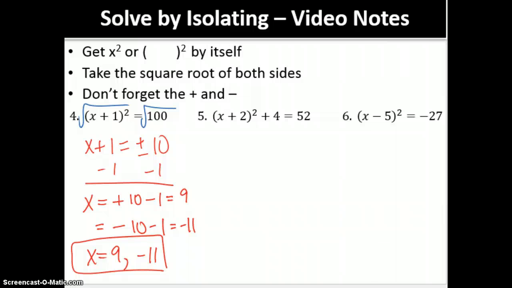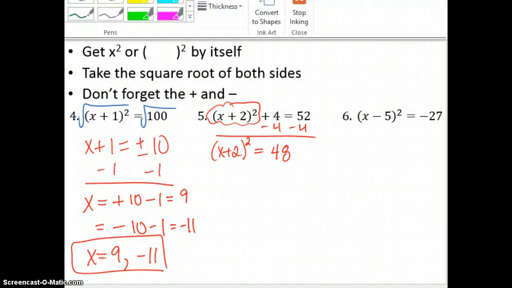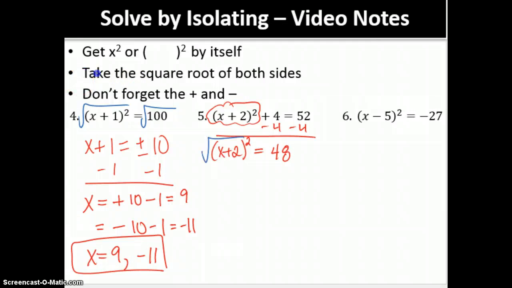Okay, number 5. First step is to get whatever's being squared, get this thing by itself. So to do that, we're going to subtract 4 from both sides. So we have x plus 2 quantity squared equals 48. Once we get whatever's being squared by itself, we're going to square root both sides. X plus 2 squared square rooted is just x plus 2.